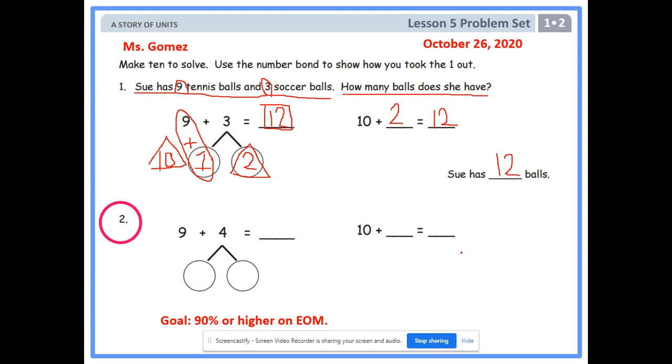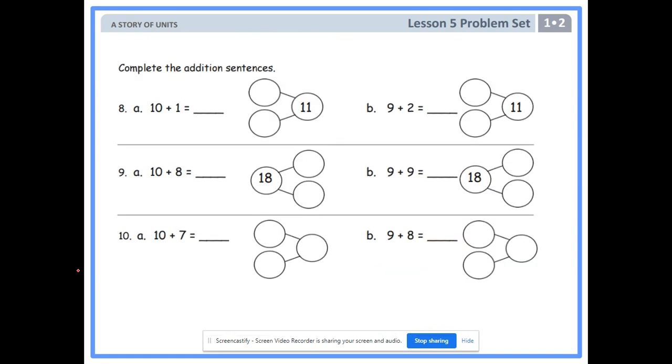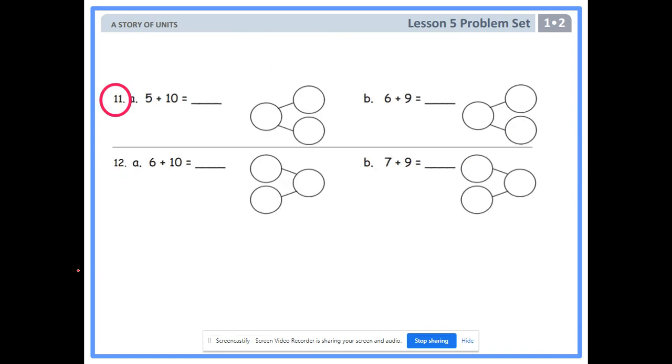We will practice this more in our live session. Remember, let's go ahead and circle our must-do problems now. Our must-do problems are problem 2, 4, 6, and 11. See you in the live session.